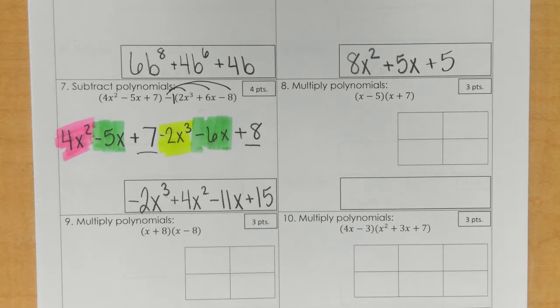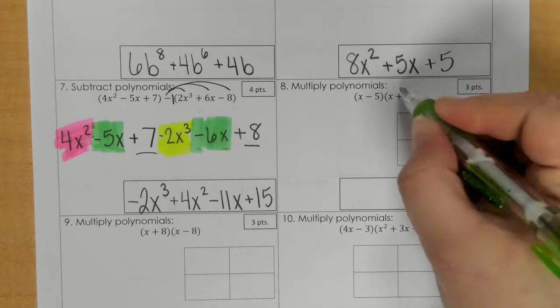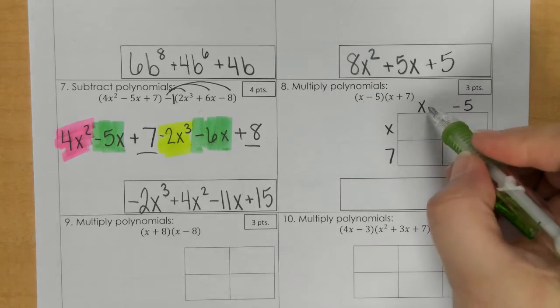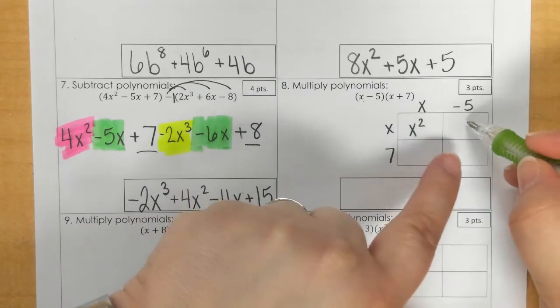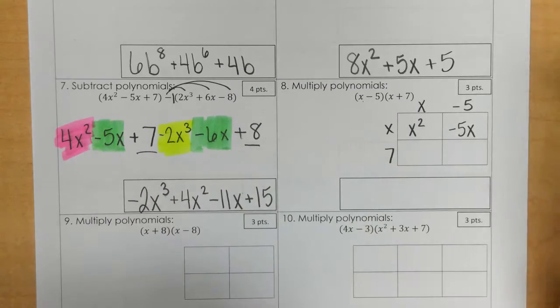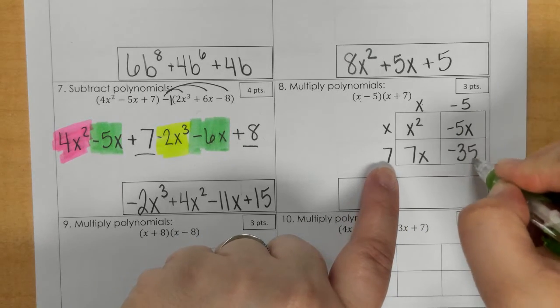Okay. For number 8, it says that we have to multiply polynomials. So on this one, I went ahead and gave you the box there if you need it, the box method, basically what you guys would call a Punnett square, but we know it's not a Punnett square in algebra. We would put this here, x and negative 5, and then x and 7. So we're going to say x times x is x squared. X times negative 5 would come together to be negative 5x. 7 and x would be 7x. And then 7 times negative 5 is negative 35.